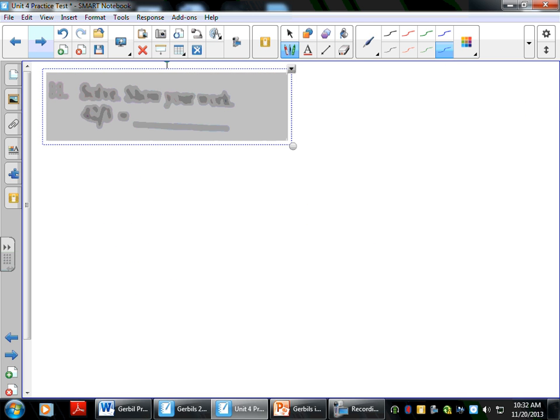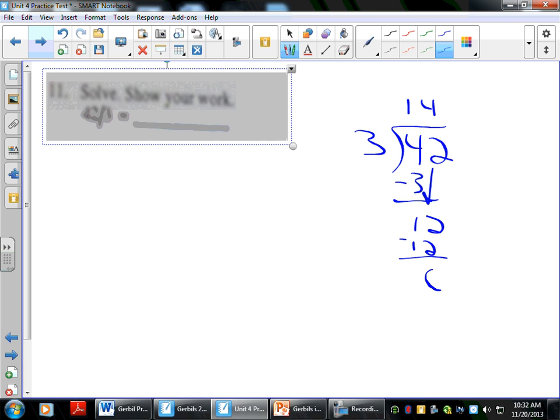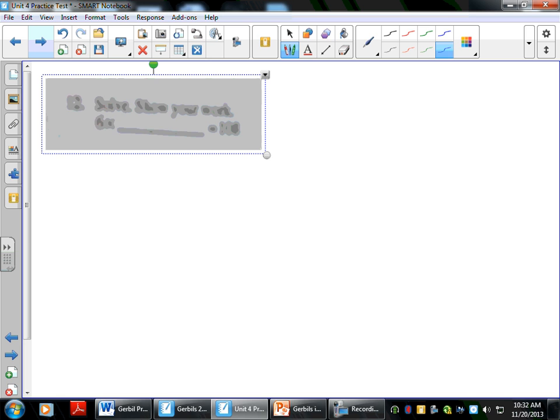Next problem. Show your work. This says 42 divided by 3. 42 divided by 3. 3 goes into 4 one time. Bring down the 2. How many times can 3 go into 12? 4 times. 3 times 4 is 12. 0. Answer is 14. Next problem.